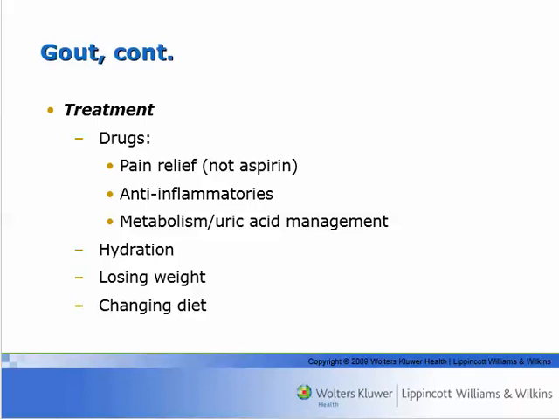Avoid the purines. Avoid things like spinach and asparagus and red meat and red wine, alcohol in general. At least keep it to moderation. Don't binge eat or drink with this. You're way better off managing it in small amounts.